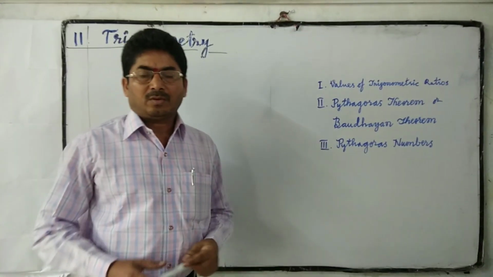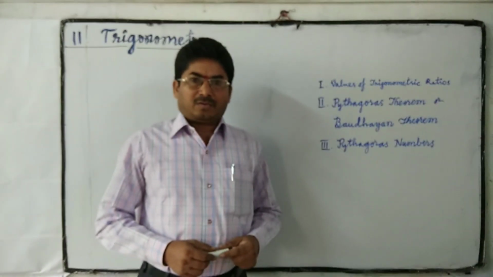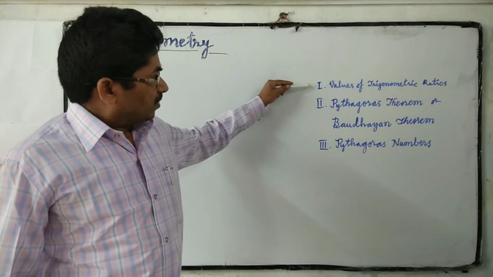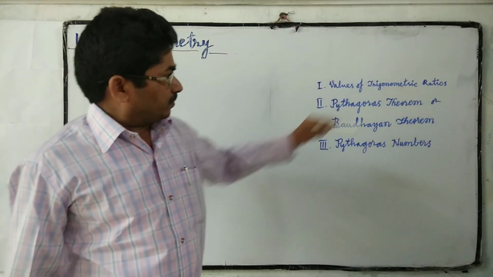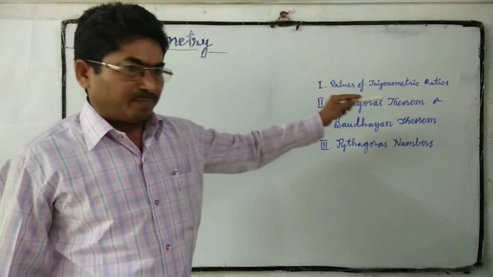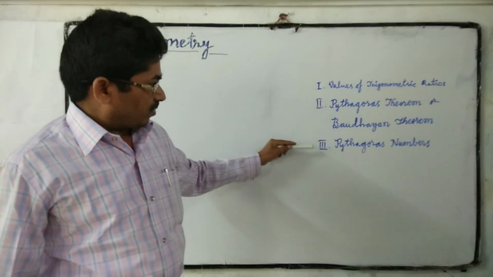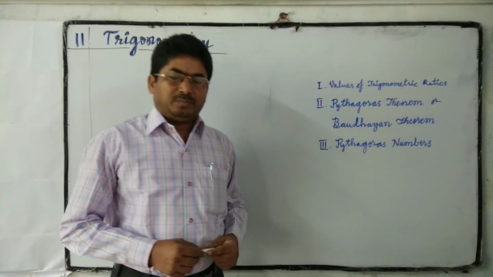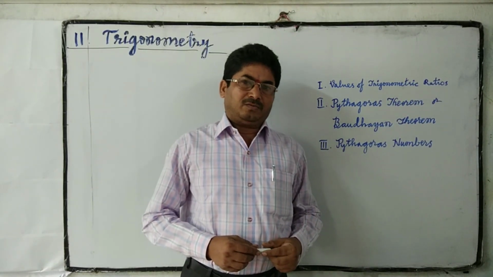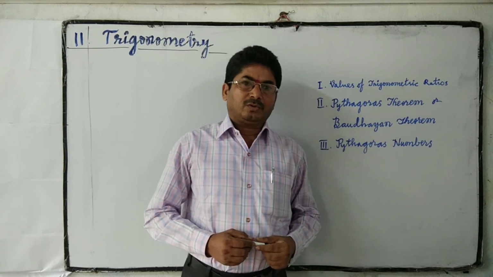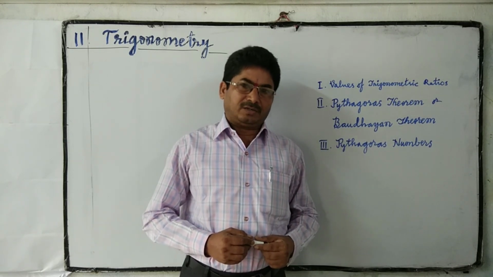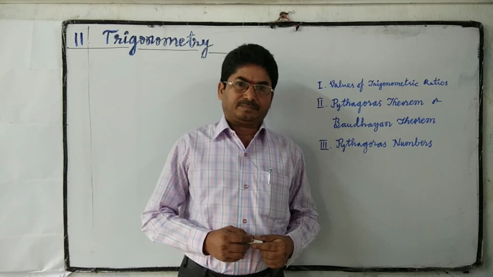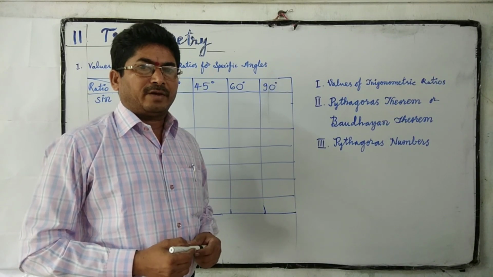Trigonometry. Today, we have to discuss the following concepts: values of trigonometric ratios, Pythagoras theorem or Baudhayana theorem, Pythagorean numbers. This is part 2. If you haven't watched my video part 1, you must watch that video first, then watch this second part. Let us learn one by one.